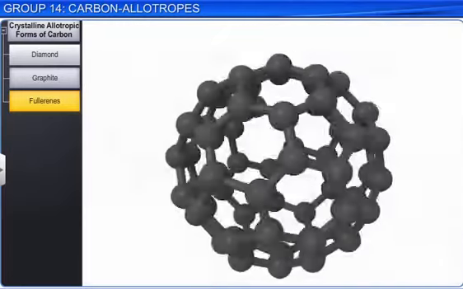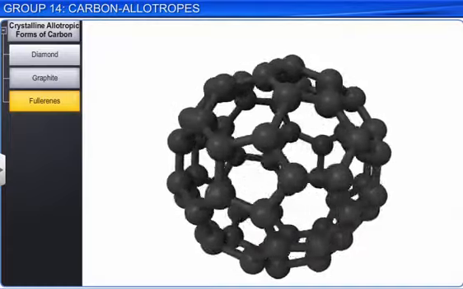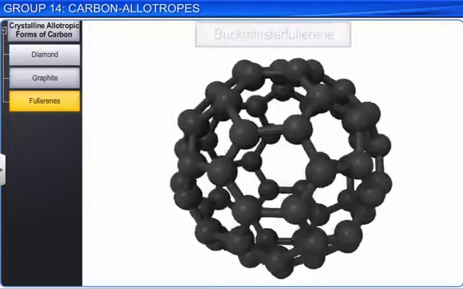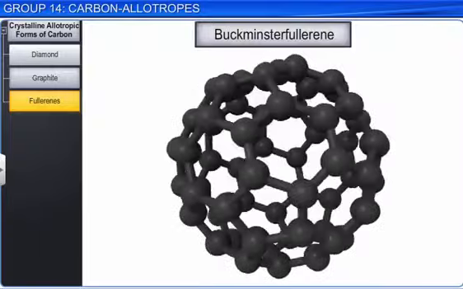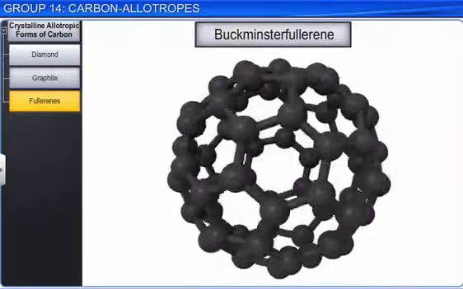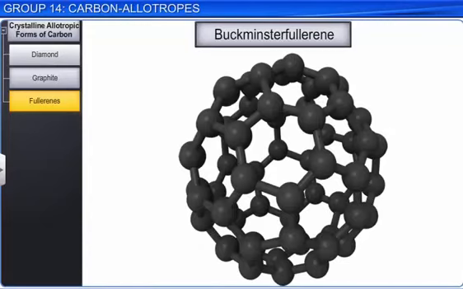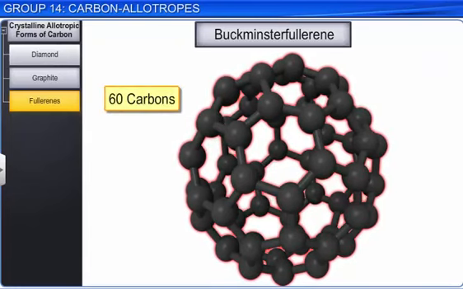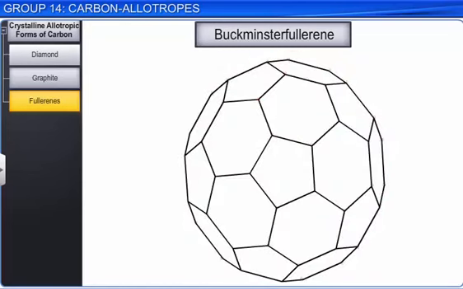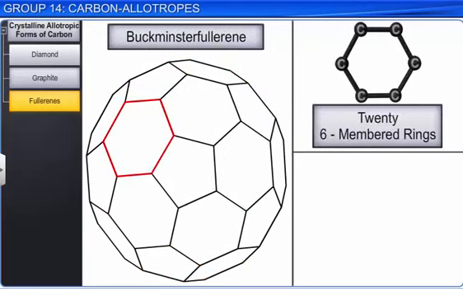Fullerenes are cage-like molecules. C60 or Buckminster fullerene, named after the American architect famous for his geodesic dome structures, looks like a soccer ball. It is sometimes referred to as a buckyball. Buckminster fullerene contains 60 carbon atoms arranged as a hollow sphere. This ball-shaped molecule has 60 vertices, each occupied by a carbon. It contains 20 6-membered rings and 12 5-membered rings.